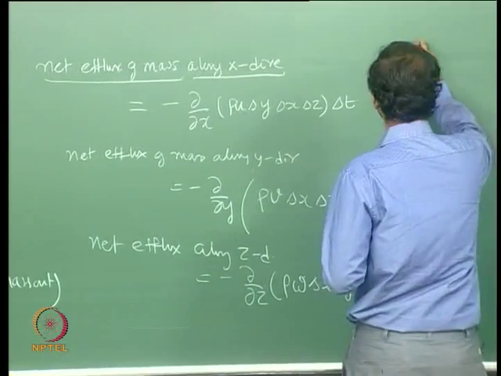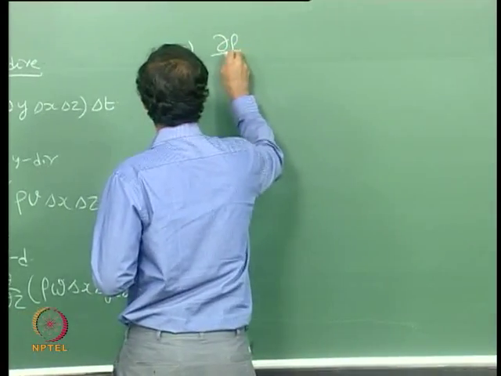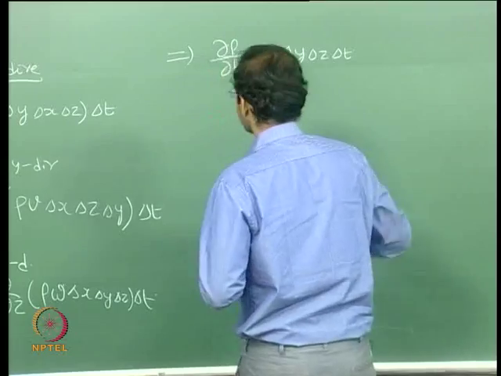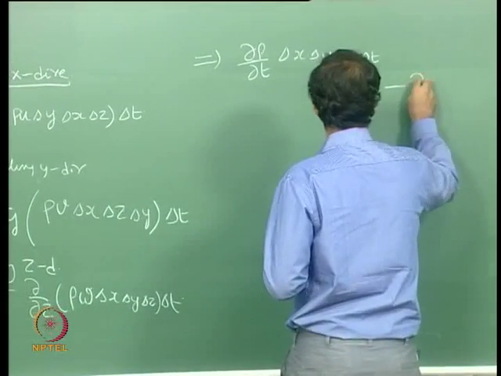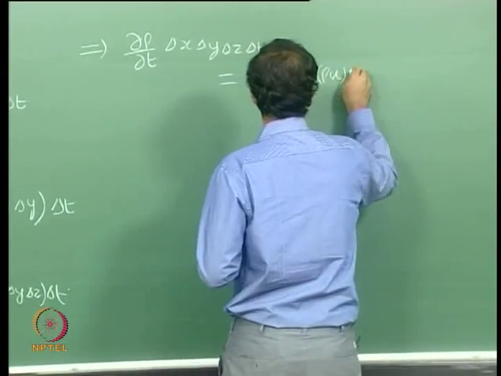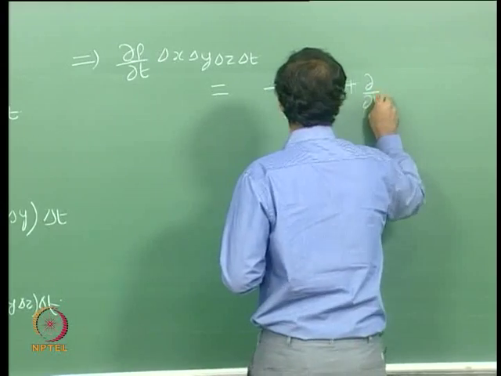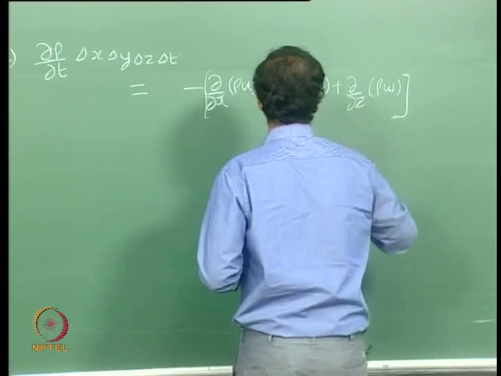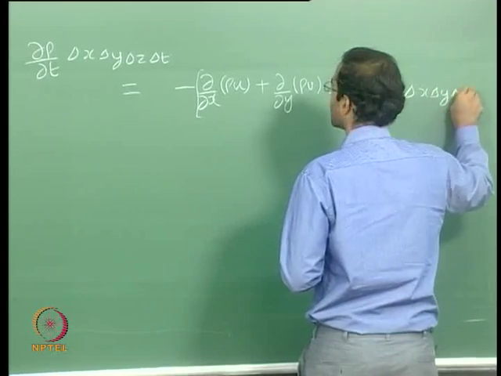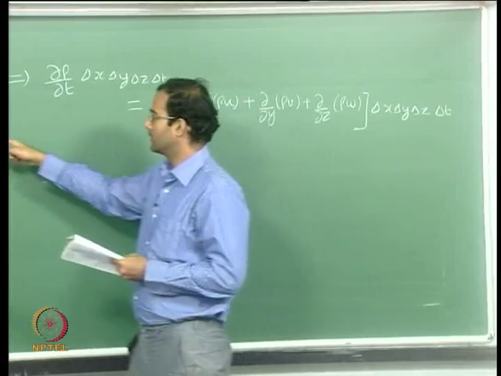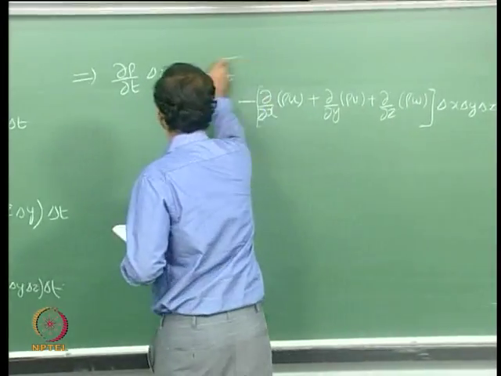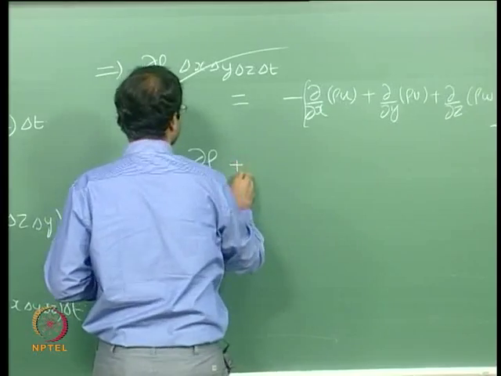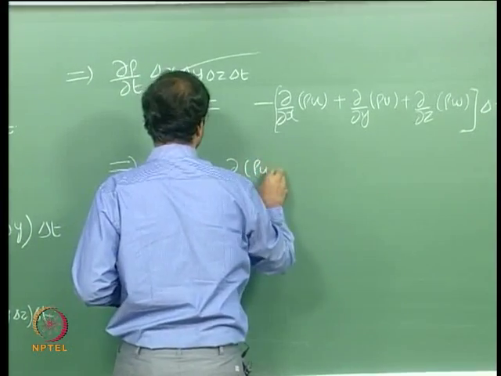So that should give me d rho by dt into delta x delta y delta z delta t on the left hand side is equal to minus d by dx of rho u plus d by dy of rho v plus d by dz of rho w, multiplied by delta x, delta y, delta z, delta t. So this is common for all the efflux in each direction, so I am taking them out, so you can cancel this straight away and this will give me my general form of the continuity equation in the Cartesian coordinate system.